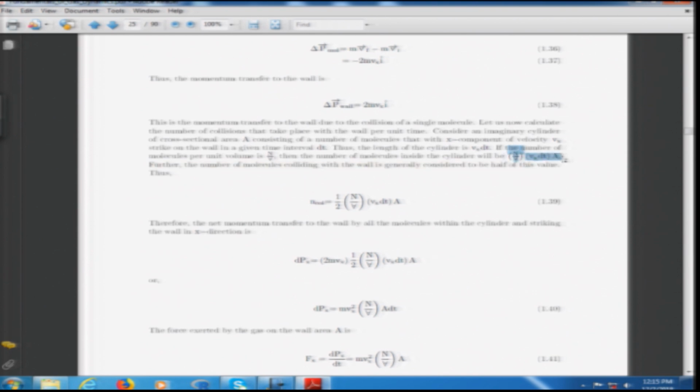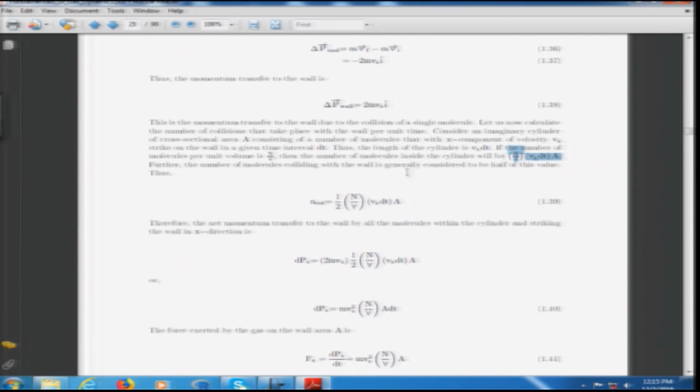But please note here that in the direction in which we are observing, that is in this cylinder, almost half the number of molecules are moving in the positive x direction, and about the same number of molecules are also moving in the backward direction. That means the total number of molecules present in the hypothetical cylinder in the x direction, which we are interested in, is about 1 by 2 n by V Vx dt into A.